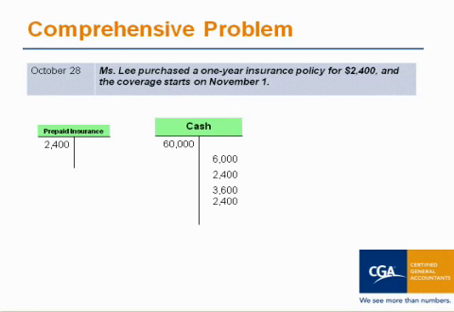She's paid for it because she's purchased it. So we will reduce our cash account by crediting the cash account by $2,400. And you can see that both of these are asset accounts, and one is being increased and the other one is being decreased.